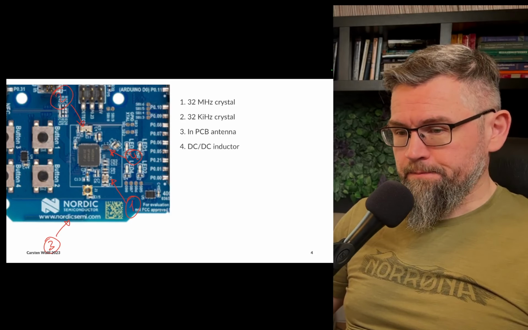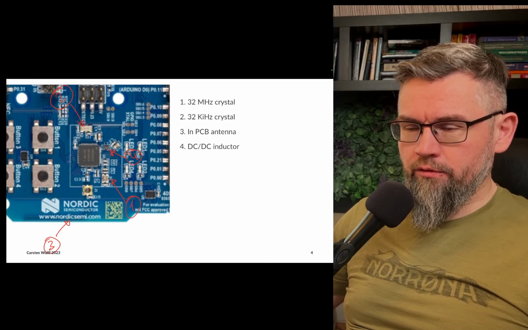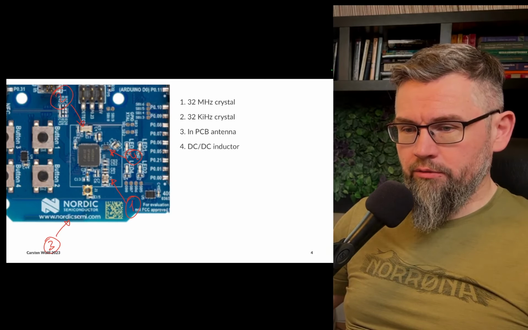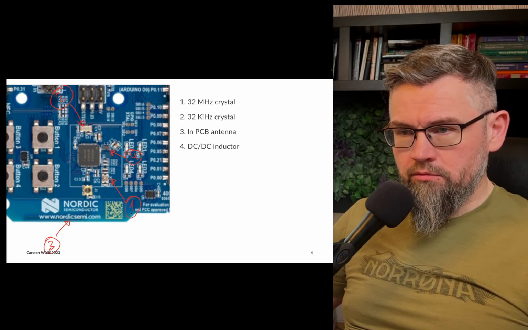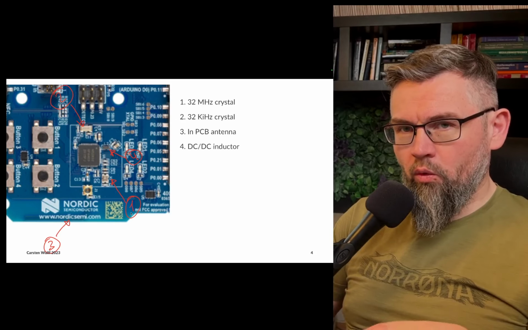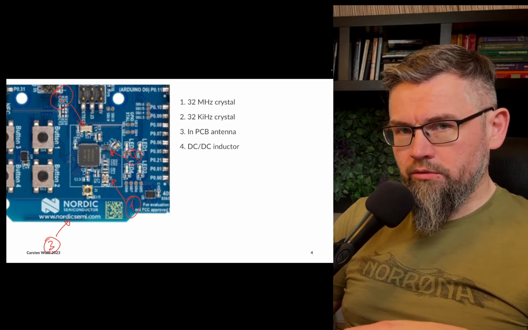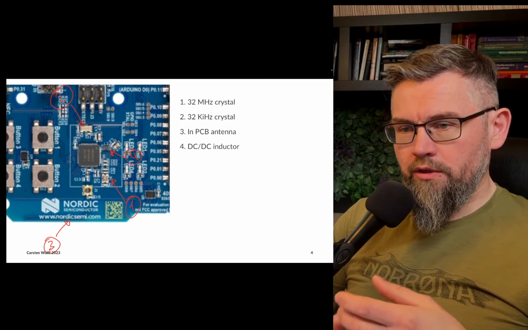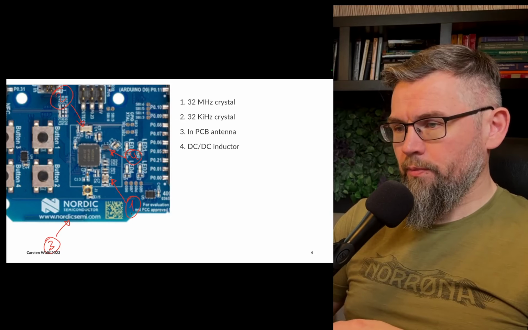To get a second. And then there are other passive components like the inductor for the DC-DC that we talked about last time, and you also have an integrated PCB antenna. But today it's about the clocks. So there is a reason why these crystals are there. The 32 megahertz crystal, that is the frequency reference for the radio that sits inside this chip. This is a Bluetooth chip.